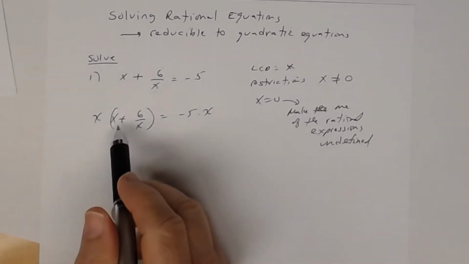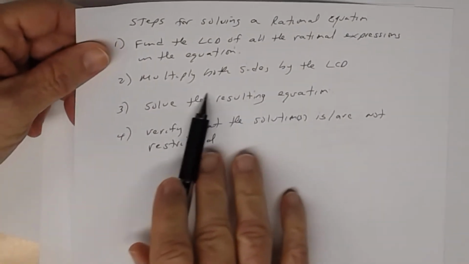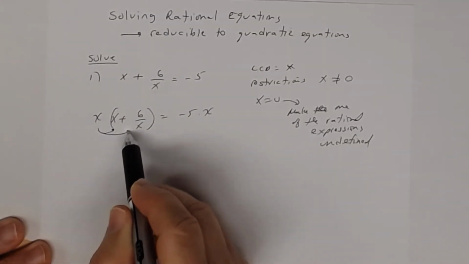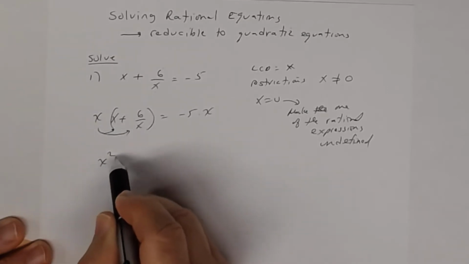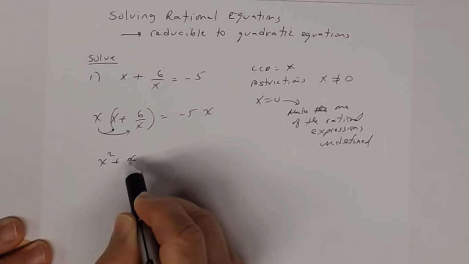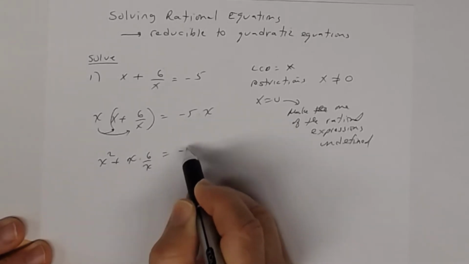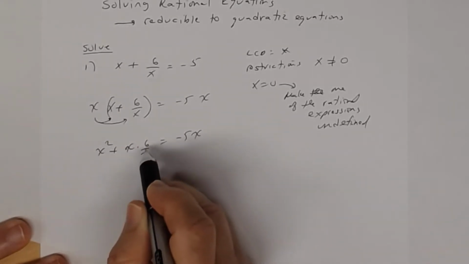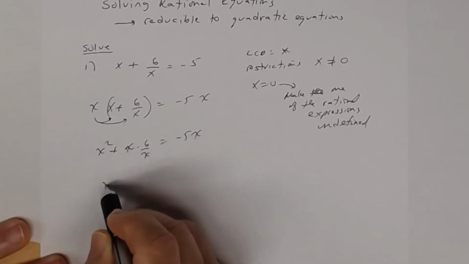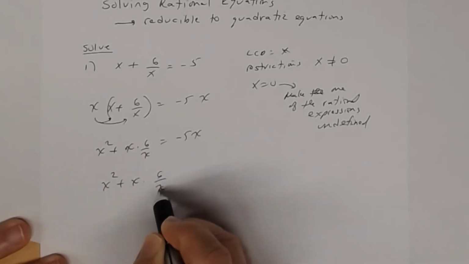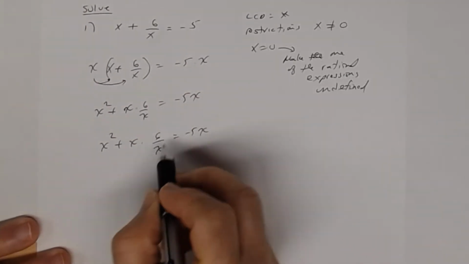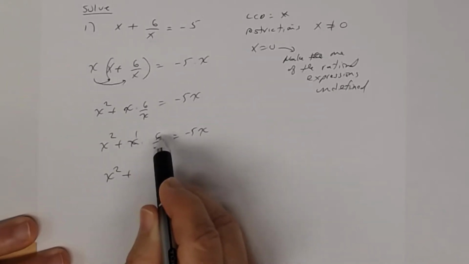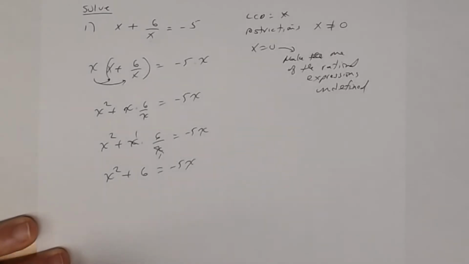And then we're going to solve the resulting equation. So to solve the resulting equation, I'm going to go ahead and use the distributive property. And then I get x times x is x squared plus x times 6 divided by x, right? Just like this, equal, and then this is -5x. Reducing, the x's divide out. I'm going to go ahead and rewrite this over just to show you. So I just rewrote that equation over. And so these x's divide out. And so I get x squared plus 1 times 6 is 6 equal -5x. All right, so that's where I'm at.